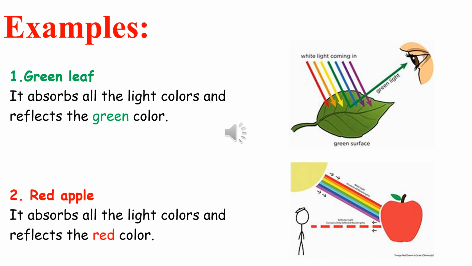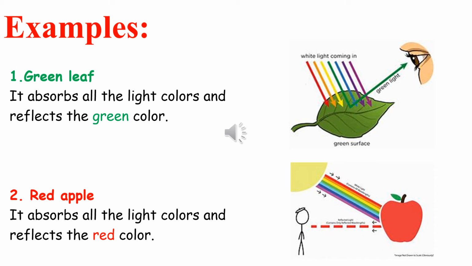Here we have some examples of seeing colored opaque objects. The first one: how can we see the color of the green leaf? When the white light falls on the green leaf, it absorbs all the light colors and reflects only the green color to our eyes. So we see its color as green.